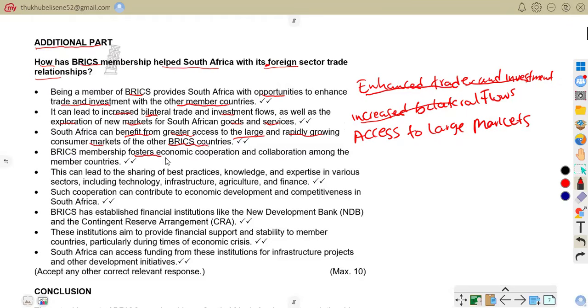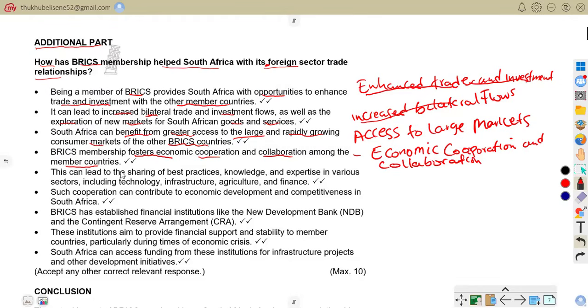BRICS membership fosters economic cooperation and collaboration among member countries. So we are talking about economic cooperation and collaboration. Meaning to say, BRICS fosters economic cooperation, promotes mutual trade, investment, and knowledge sharing among member countries. That is that.